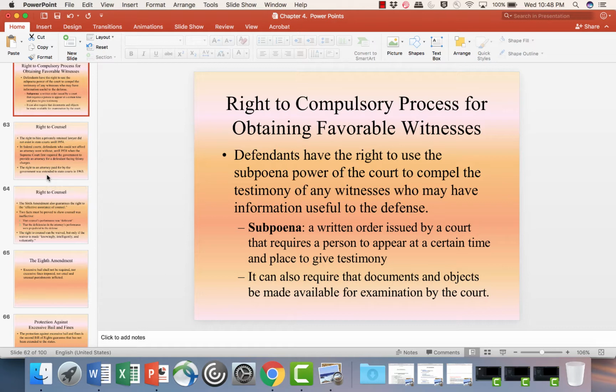So, the right to compulsory process for obtaining favorable witnesses. This is simply saying that the defendants have the right to use subpoena power. What's a subpoena? It's a written order issued by a court that requires a person to appear at a certain time. If you are subpoenaed and you don't show up, some jurisdictions, depending on how busy they are, could then issue a warrant for your arrest.